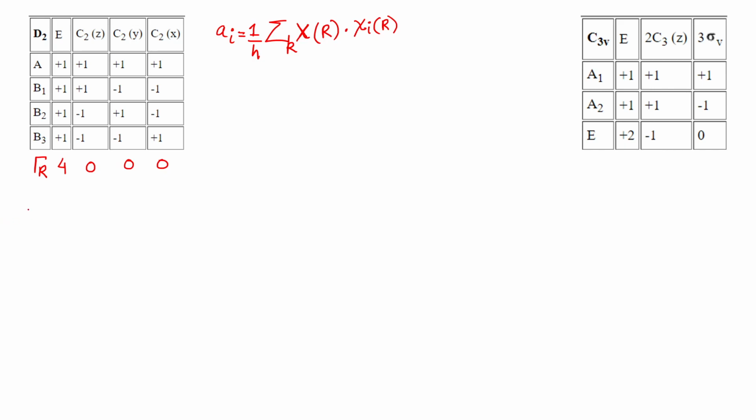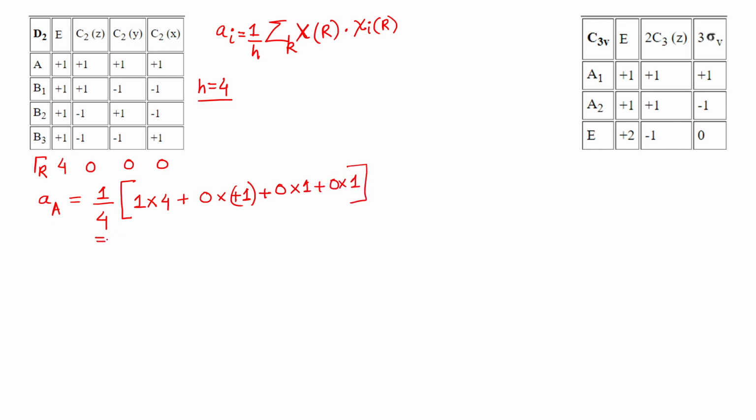For D2, let us see how many times this A irreducible representation is there. That will be 1 over the total number of operations. H is 4 for D2, so 1 by 4. Then the sum: 1 into 1 into 4, plus, what about the others? The character of C2 in the reducible is 0, so 0 into 1, plus 0 into 1, plus 0 into 1. This leads to 1.